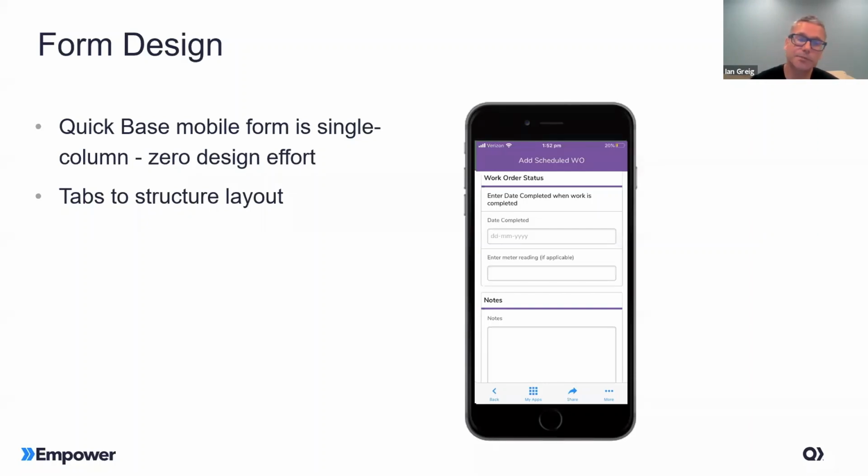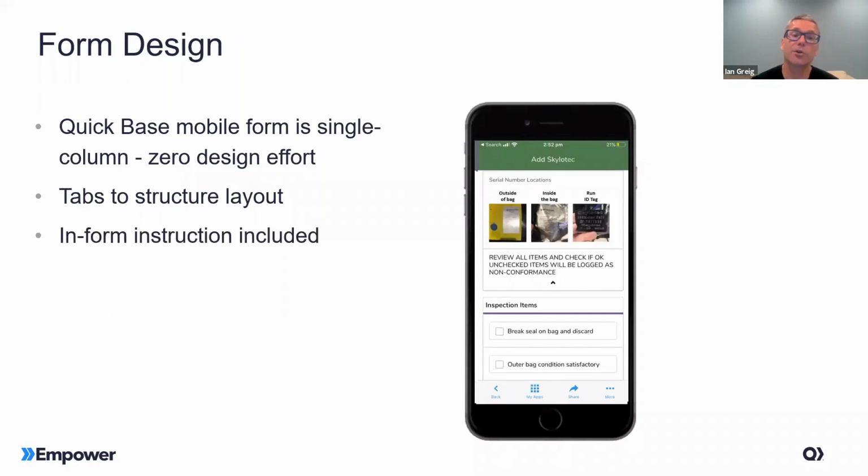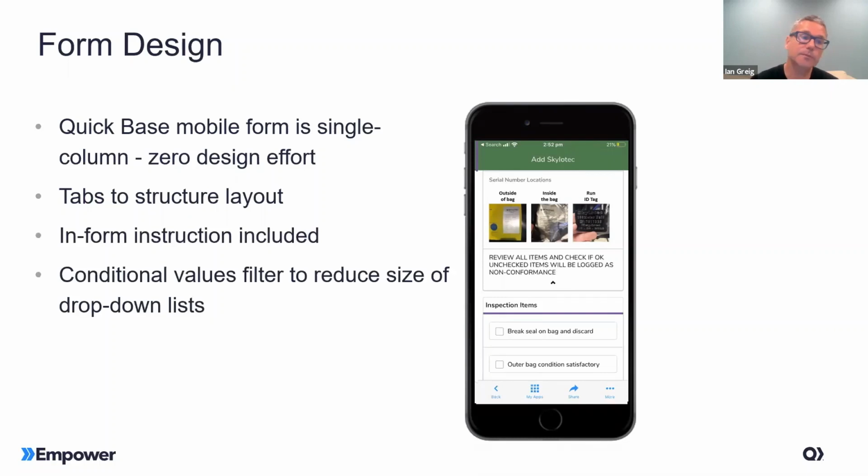in a more logical sense. We then included in-form instructions, and this is an example of one where we are getting people to inspect something, and we've actually put images into the form so they know where to go to look for that particular thing they need to inspect. And this is just using a little bit of HTML in the form. We found this very useful to provide a little bit of instruction.